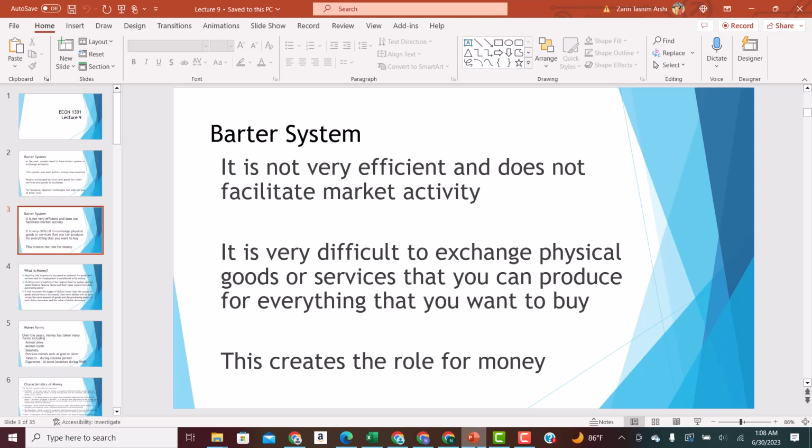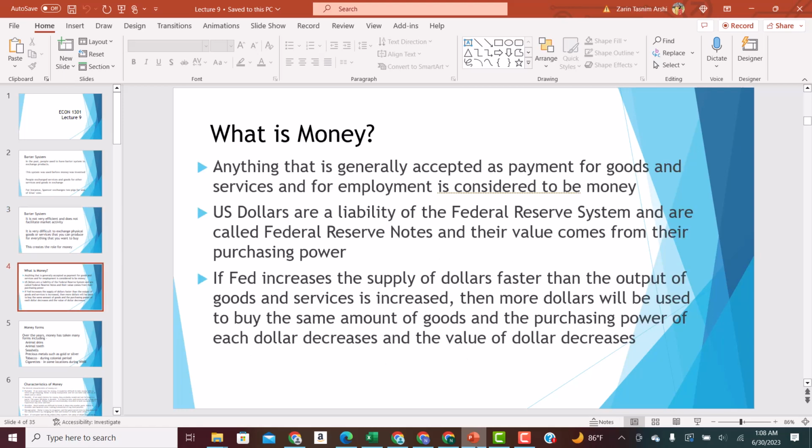So ultimately, people moved to a different system where money played an important role, and money was created so that trade could take place between people. So, what is actually money? What is the formal definition of money? Anything that is generally accepted as payment for goods and services and for employment is considered to be money.